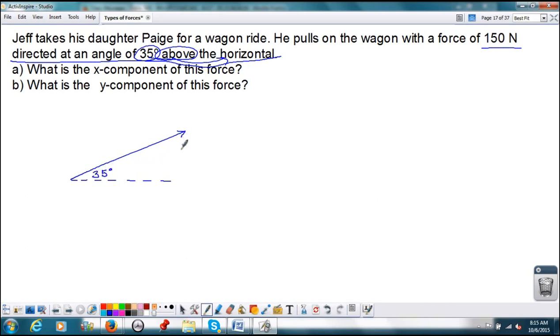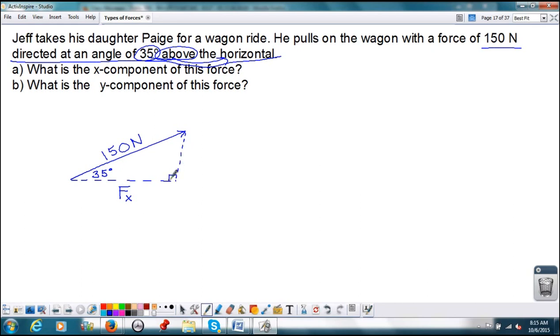And then label it. Put an arrow on the end of this because this is a vector, okay? And then label the side length with the magnitude of the vector, which is 150 newtons. Okay, now it says, what is the x component of this force? So what's the force in just the x direction? So I'm going to label this side as F for force in the x direction.